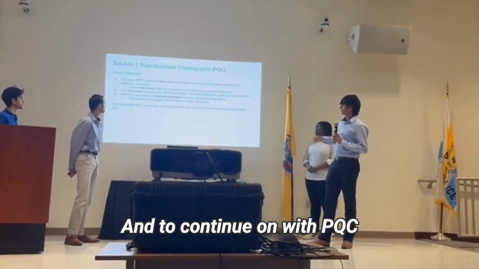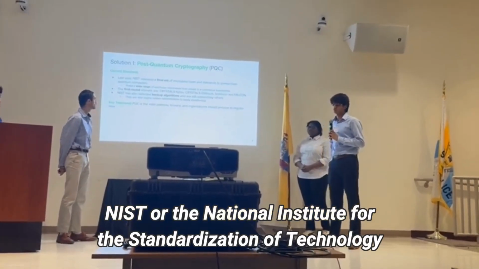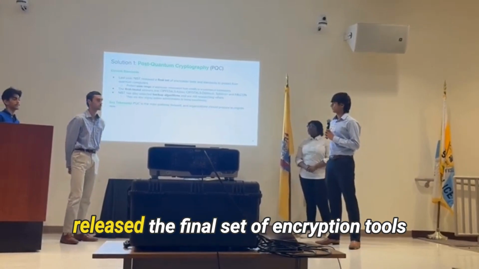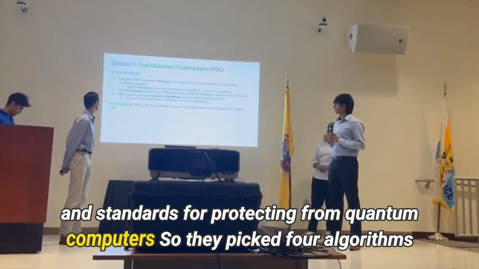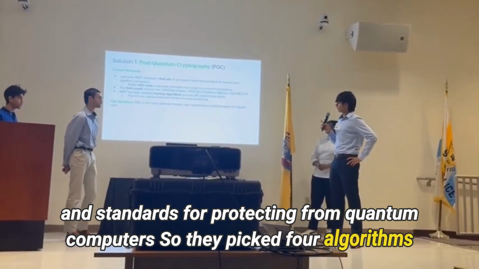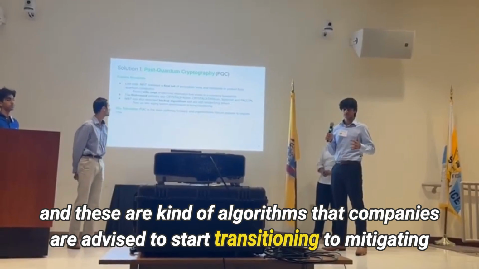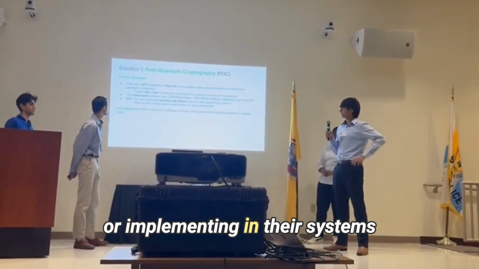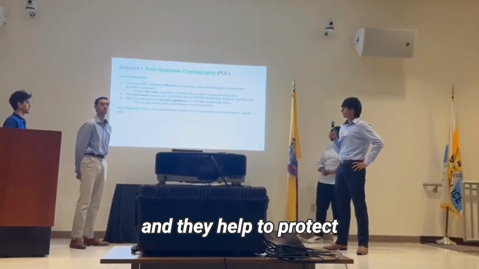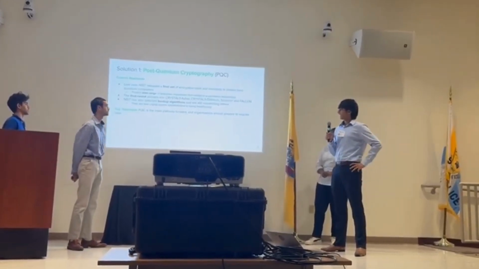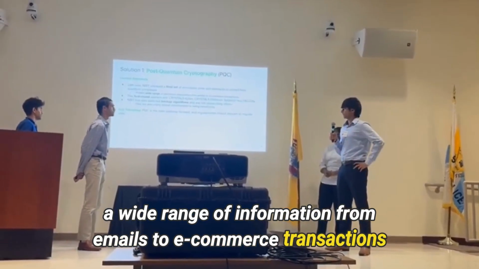And continue on to PQC. So the current standards: last year, NIST, or the National Institute of Standards and Technology, released the final set of encryption tools and standards protecting against quantum computers. So they picked 4 algorithms, and these are currently algorithms that companies are advised to start transitioning to, implementing in their systems. And these algorithms are pretty efficient, and they'll help to protect a wide range of information from emails to e-commerce transactions.